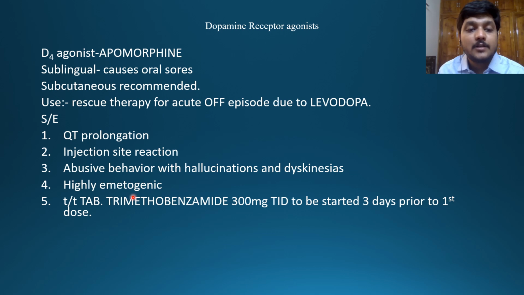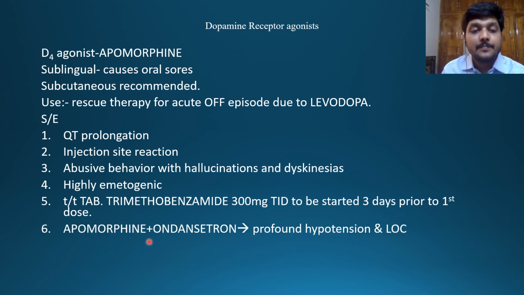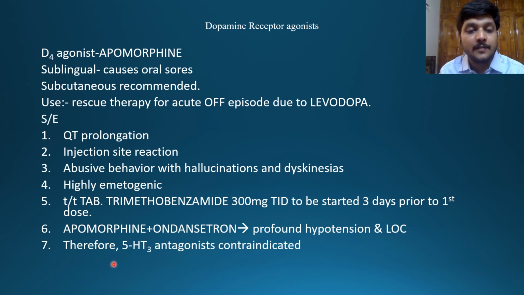emesis due to apomorphine injection, we have to start trimethobenzamine tablet 300 mg thrice a day at least 3 days before starting the first dose of apomorphine injection. Apomorphine should not be combined with ondansetron to avoid emesis, because when they are combined, they lead to profound hypotension and loss of consciousness. Therefore, ondansetron, which comes under the 5-HT3 antagonists group, is contraindicated when we are giving apomorphine injection.